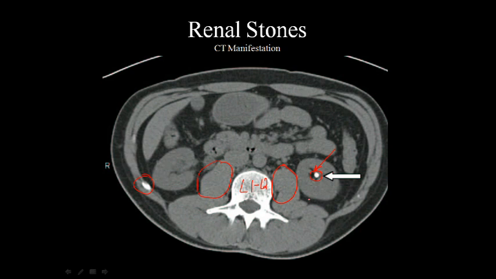We're not going to go into depth about where this one is, because we really can't determine from this image. But the important thing to remember is that this is a stone. Notice how the attenuation is mirroring that of bone, and it's very different than what you're typically going to see through the kidneys. This is what a normal kidney will look like. This is abnormal.